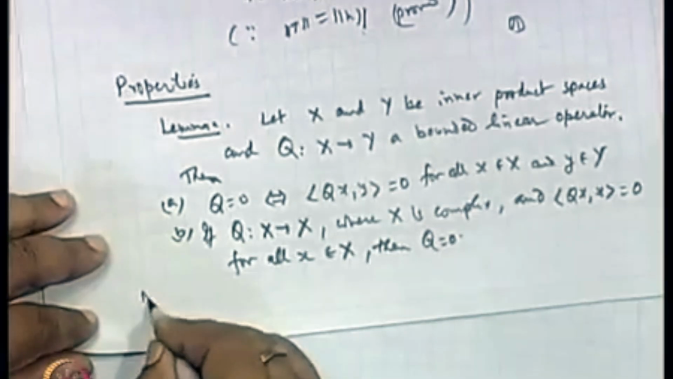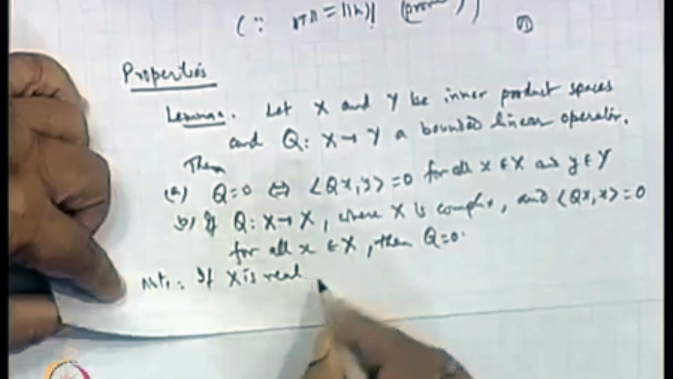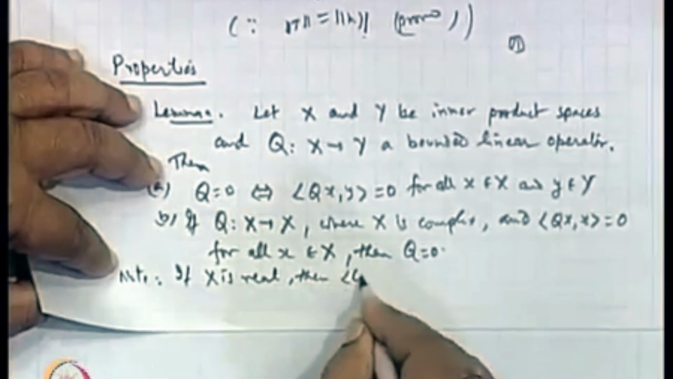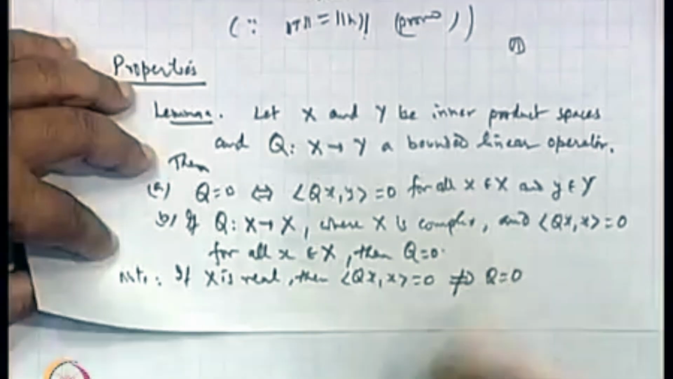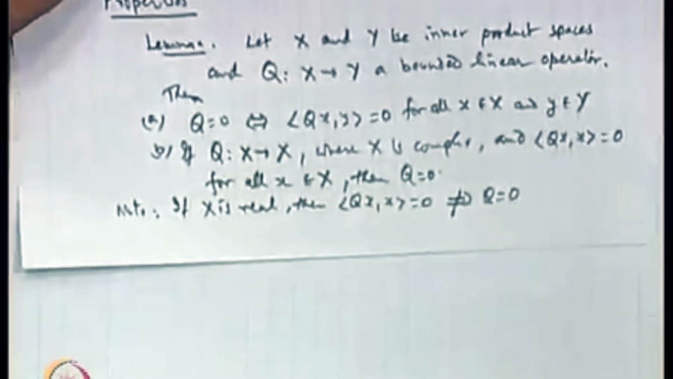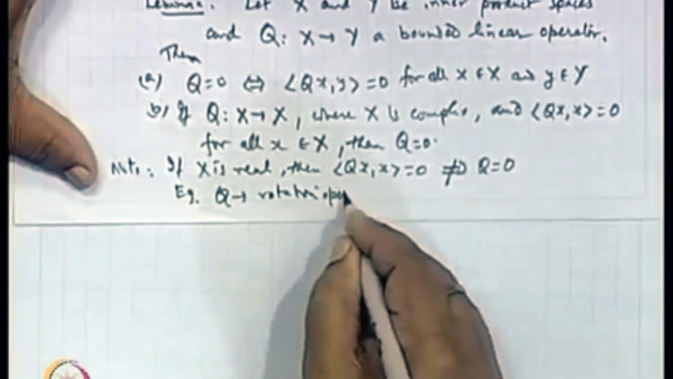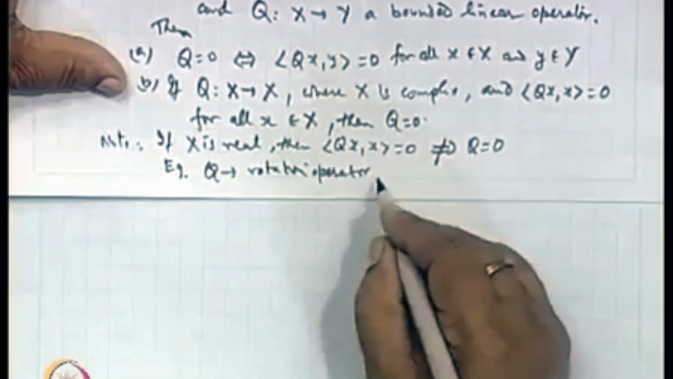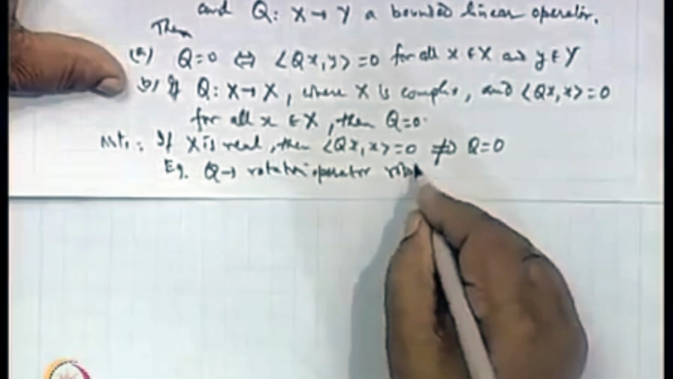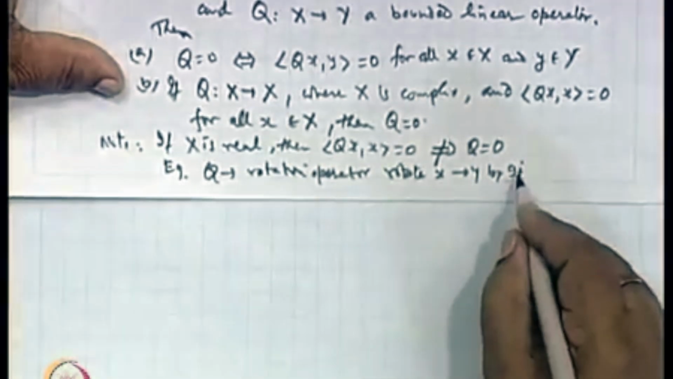So note, in case X is real, then the inner product ⟨Qx, x⟩ equal to 0 need not imply Q equal to 0. Why? For example, if I take Q as a rotation operator, it rotates x to y by 90 degrees. So they are orthogonal.